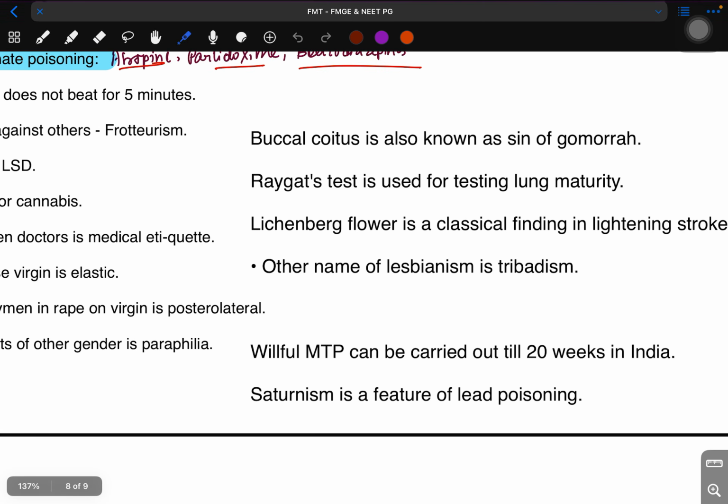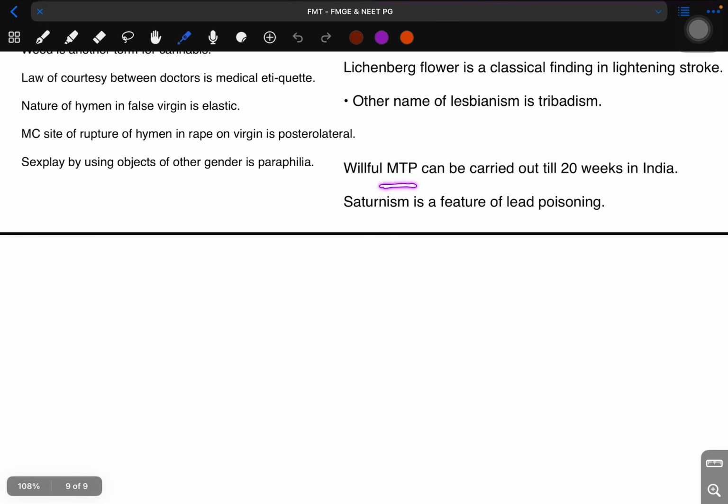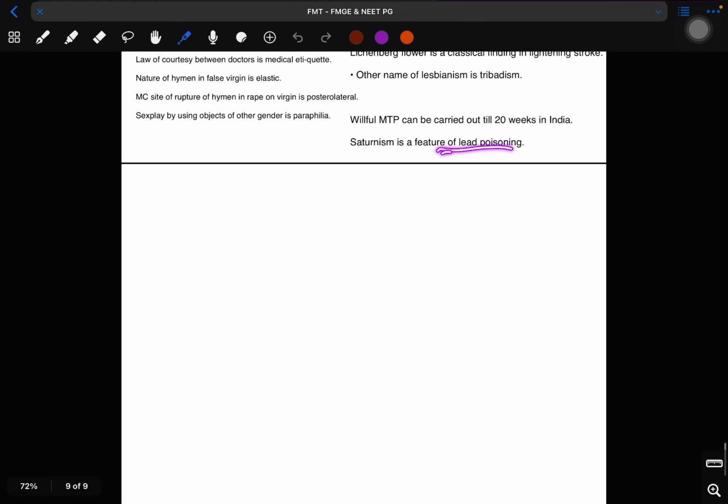Buccal coitus is also known as sin of Gomorrah. Ragard's test is used for testing lung maturity. Lichtenberg flower is a classical finding we will find in lightning stroke. Other name of lesbianism is tribadism. Willful medical termination of pregnancy: if the mother is aborting on the mother's will, it can be carried out till 20 weeks in India. Saturnism is a feature of lead poisoning.